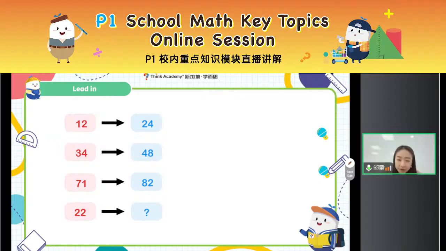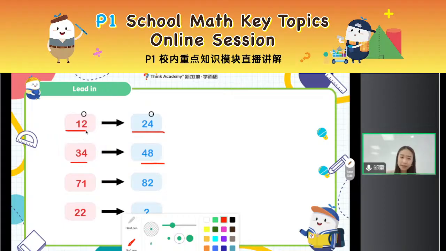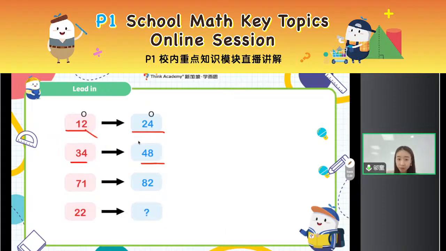So, can you find any relationship between the red one and the blue one? Oh, because they are both 2-digit numbers, right? Let's compare the digits one by one. What do you realize on their ones place only? Ones place, we have 2, we have 4. We have 4, we have 8. Here we have 1, we have 2. Find out how the ones place is changing here.